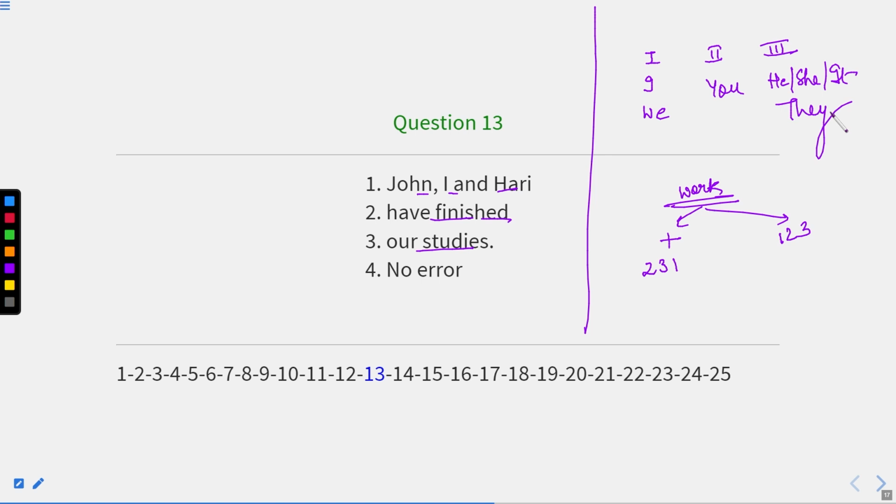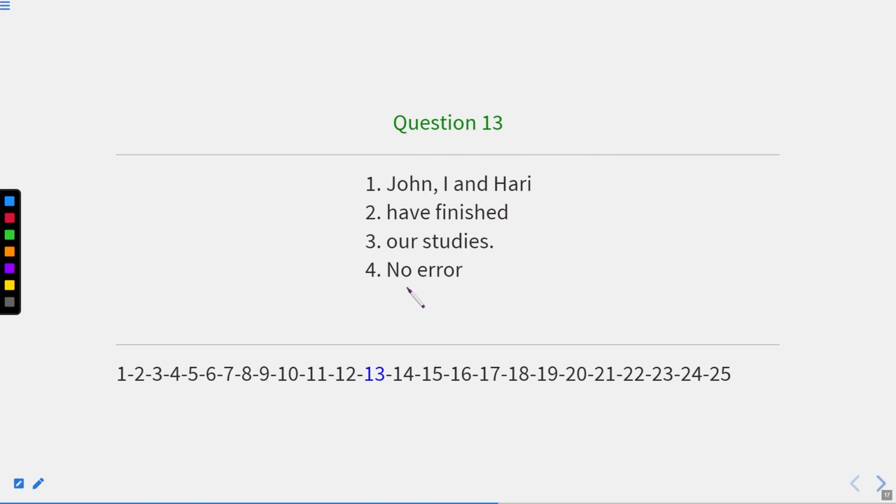Now, because we want to write the work which is in a positive sense, we should write 2-3-1. That is, first of all we write the second person, then the third person, and then the first person. If you see the sentence carefully, John and Hari both are third persons, and I is the first person. So the answer will be John, Hari, and I, instead of John, I, and Hari, because we have to write 2-3-1. Okay. So here the first will be the correct answer.